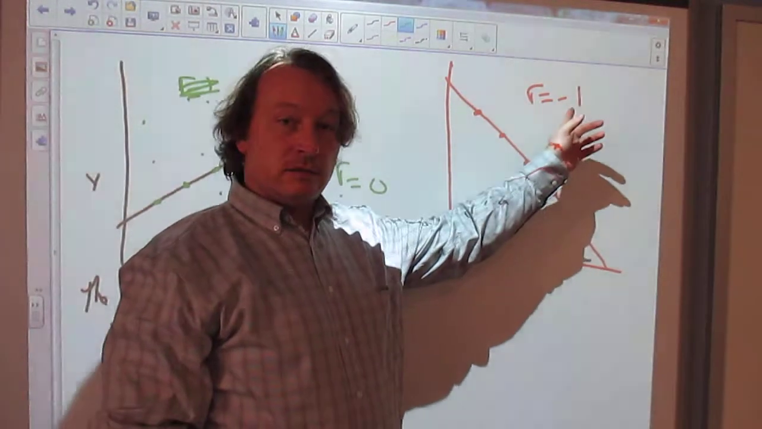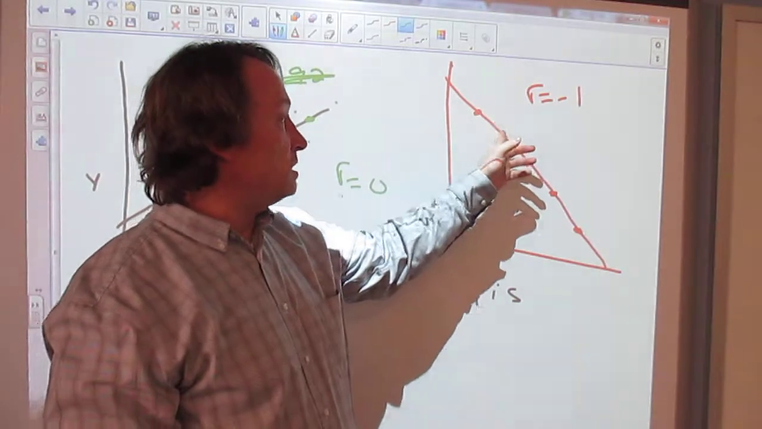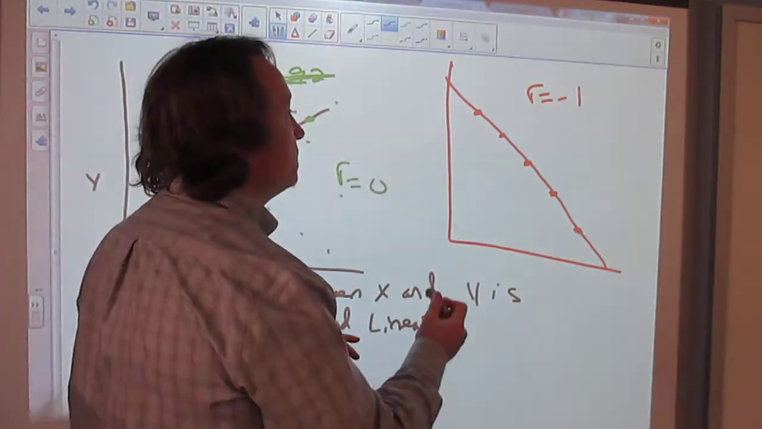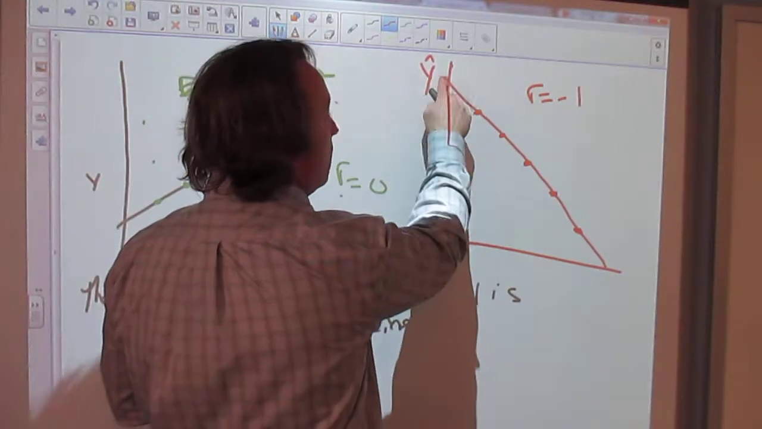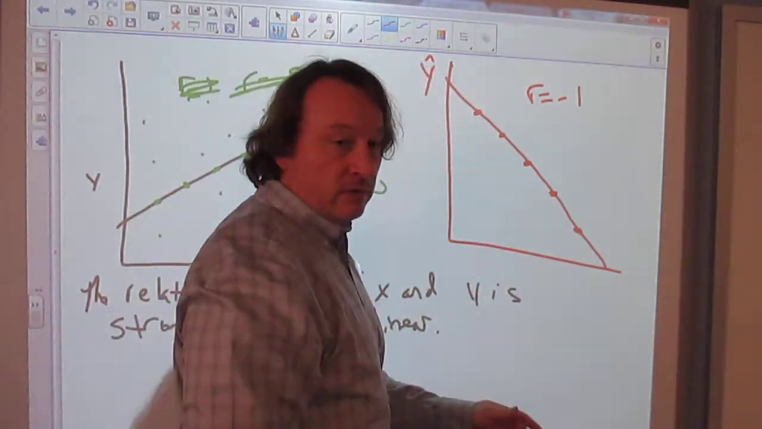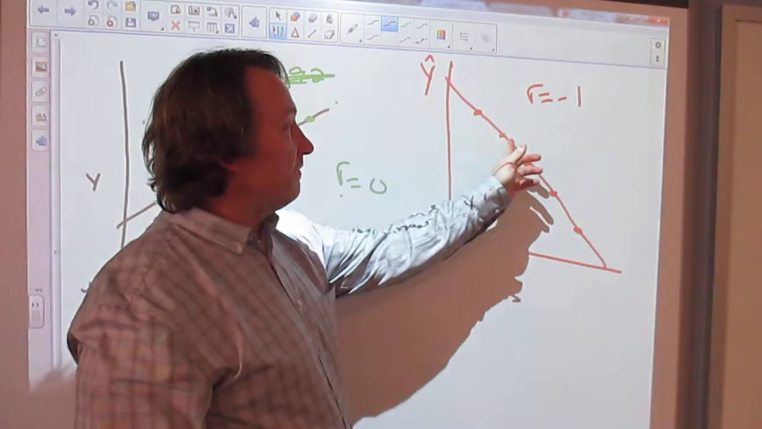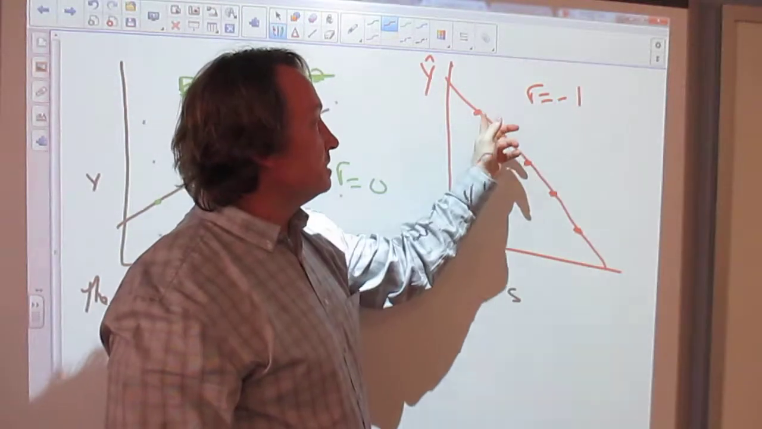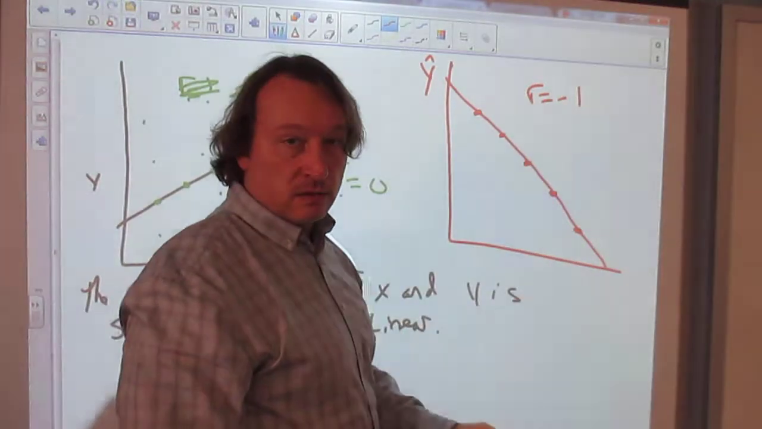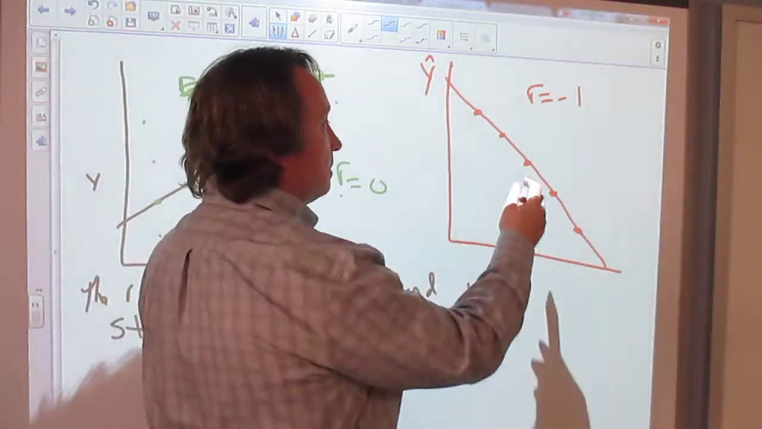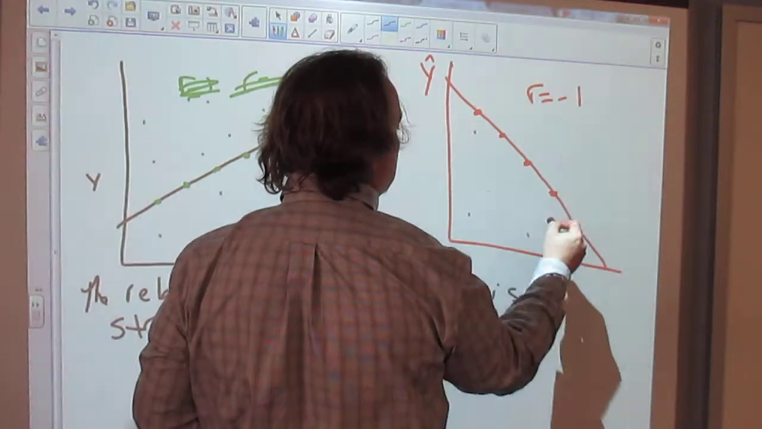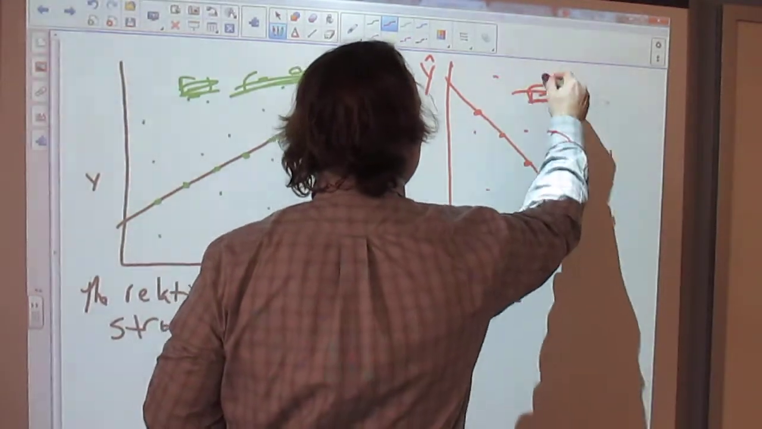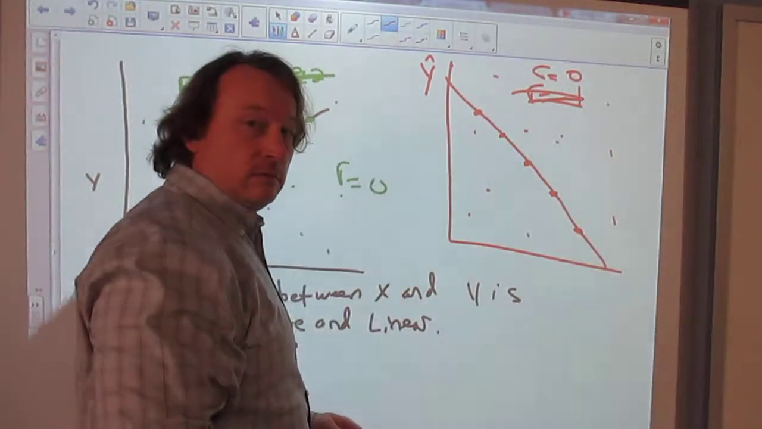For -1, it still means that the points are exactly on your predicted line. So this line, as we've seen before, is your y-hat line. That's our linear regression line. These are the actual values. Negative means the direction is down. 1 means the actual values are on top of the line. And again, as I have points that go everywhere, our R gets closer to 0.